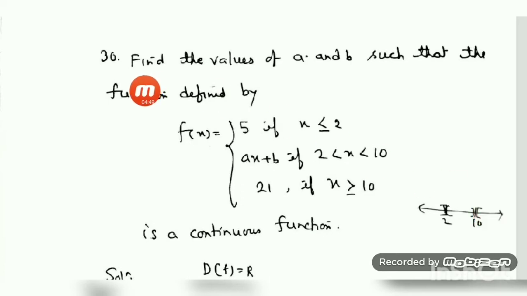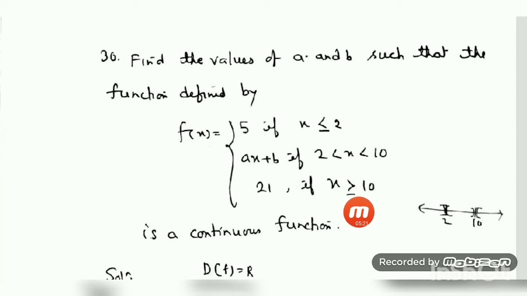This question is, find the values of a and b such that the function defined this way is a continuous function. So in this question, similar to the previous one, but in the previous question you had to find one unknown, and here we have to get two unknowns. The function is defined by 5 if x is less than or equal to 2, by ax plus b if 2 is less than x less than 10, and by 21 if x is greater than or equal to 10.